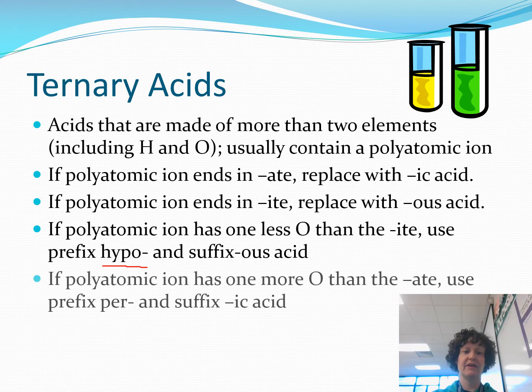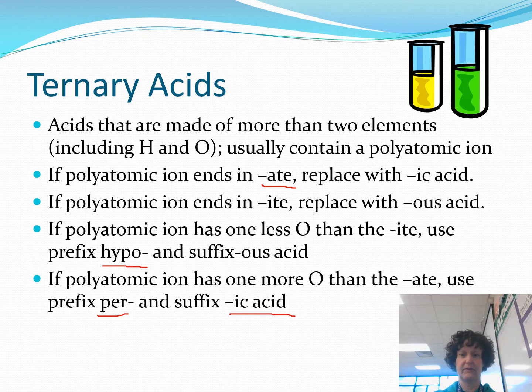So the prefix hypo usually means less, and in this case, it means one less oxygen. All right. And then if the polyatomic ion has one more oxygen than the ate polyatomic ion, now remember ate is the one that has more oxygens, so if we have even one more than that, we're going to use the prefix per, and I'm guessing that got shortened from the prefix hyper at one point. Remember, hyper means more, so per means one more oxygen, and then we're going to use the ic acid suffix. So again, it's like the ate polyatomic ion, but one more oxygen, and thus we put per and then ic acid.